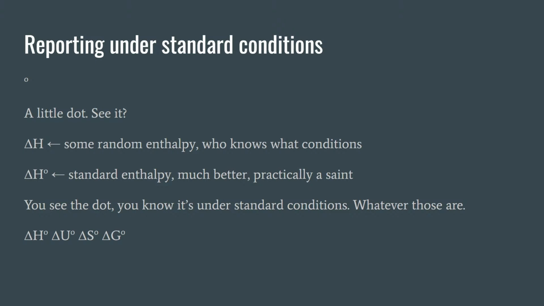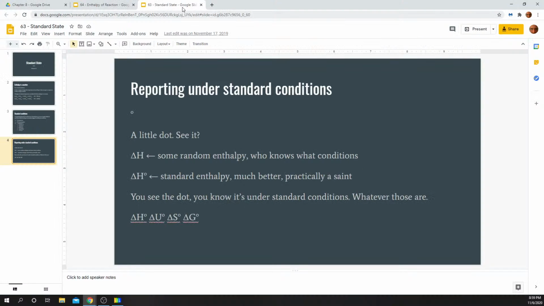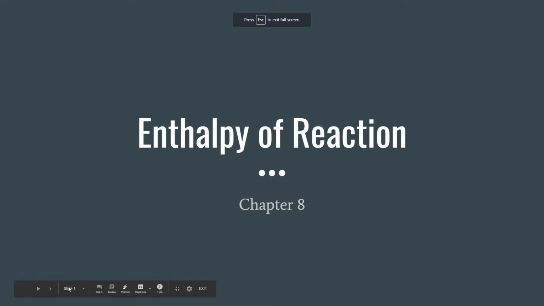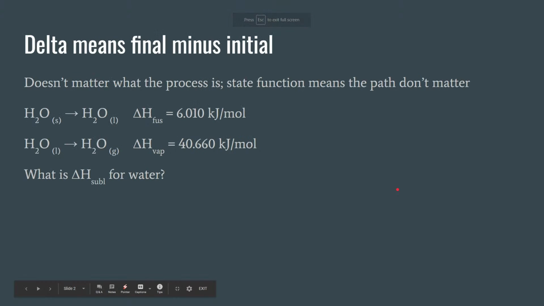All right, so now let's go ahead and continue talking about the enthalpy of a reaction. So, delta means final minus initial. And because we're talking about state functions, that means that it doesn't matter what path we take. So long as we can get from A to B, then we're good. We just do final minus initial.